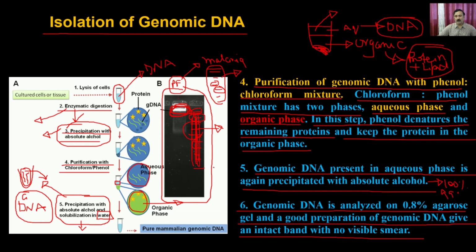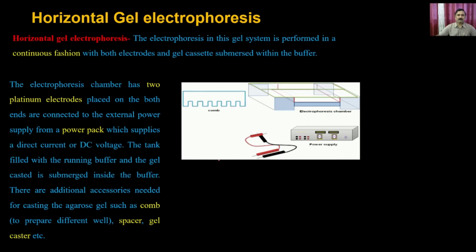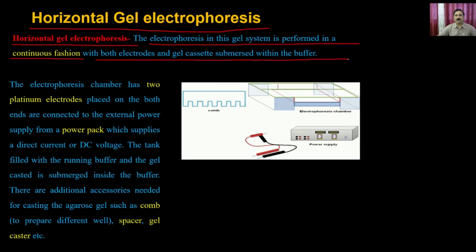So before going further into how to isolate the gene of your interest from the genomic DNA with the help of polymerase chain reaction, let's discuss agarose gel electrophoresis. Agarose gel electrophoresis is also called horizontal gel electrophoresis. The electrophoresis in this gel system is performed in a continuous fashion with both the electrodes and the gel cassette submerged within the buffer.